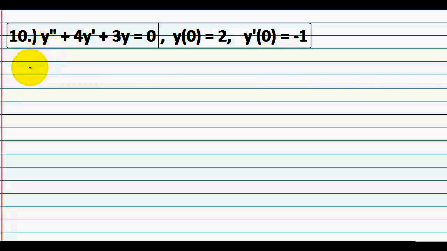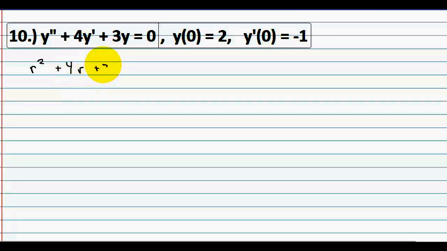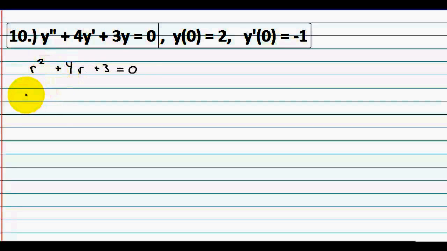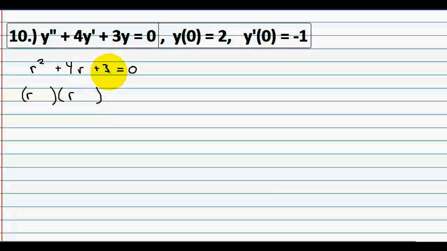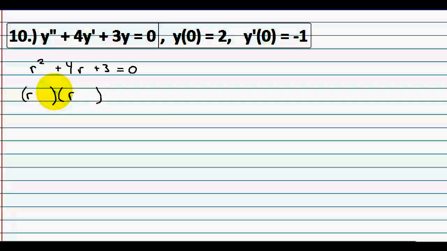Okay, so we're going to put that as r squared plus 4r plus 3 is equal to 0. Now we need to factor this, so we're going to get r times r, that'll give us our r squared. Now something times something equal to 3, that's going to be 1 times 3, so we can say plus 1, plus 3. R times r gives us r squared, r times 3 is 3r, plus 1 times r, so that's going to be 4r, and then 3 times 1 is just 3.